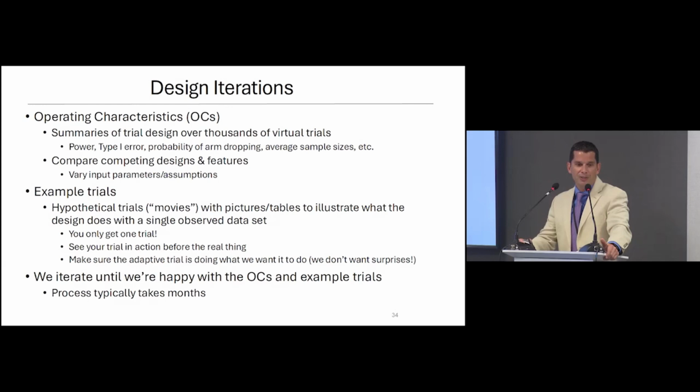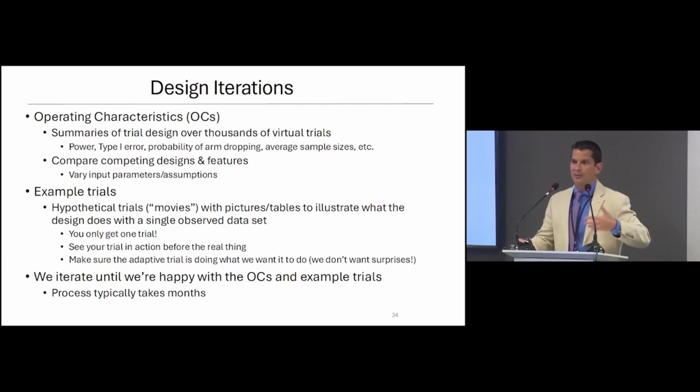And there's really two ways we show these simulation results. One is what I'm going to call operating characteristics, where we simulate thousands of trials and we summarize performance metrics over those thousands of trials. Could be the power, type 1 error, average sample size, probability of dropping an arm, the probability of getting randomized to each one of these arms if you use response adaptive randomization. And then you'll compare perhaps competing designs.